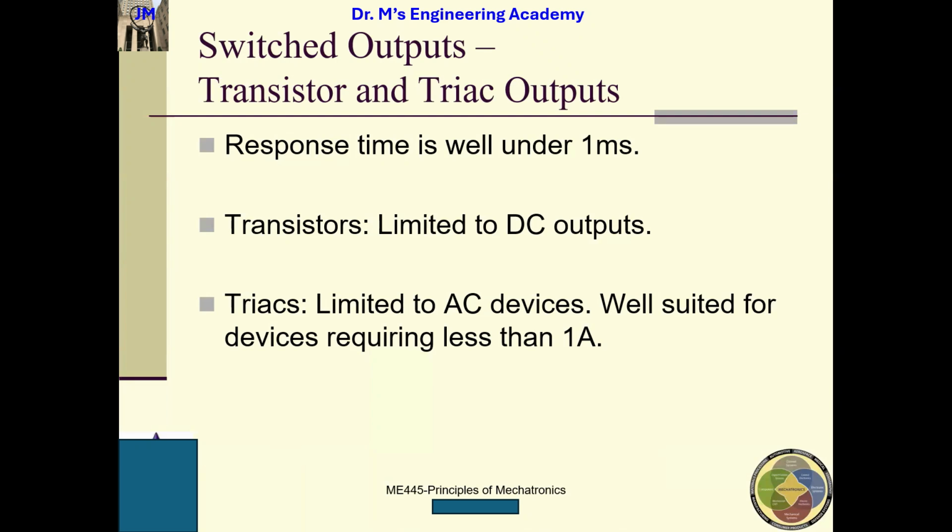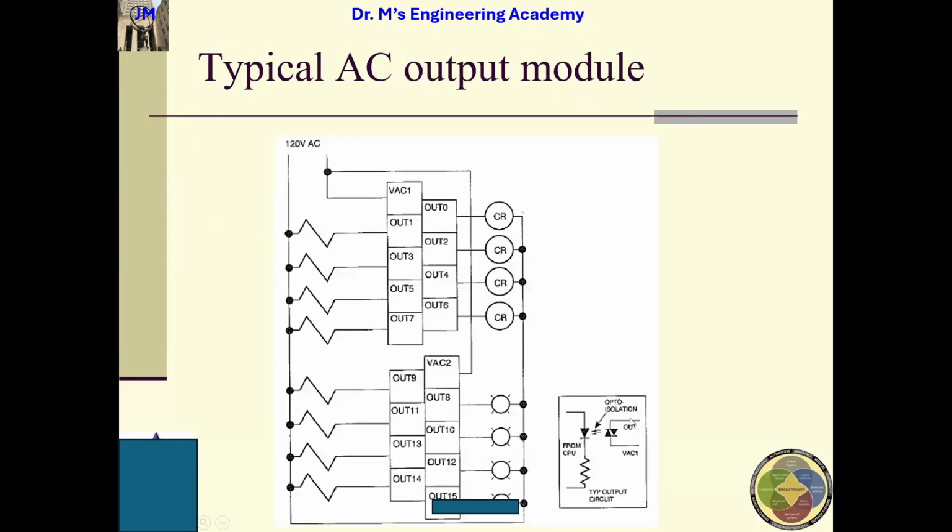Okay, so this is from the scientific reading. The typical AC output model, and you can see here I also have this AC from the CPU. This is from the output, these actuators. Here I also have opto isolation to protect the CPU. We have CR, the control relay, and these are 4 lights.